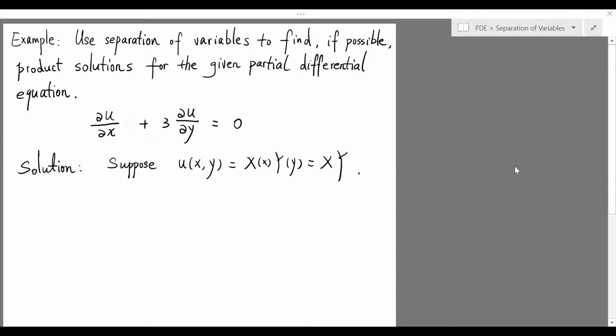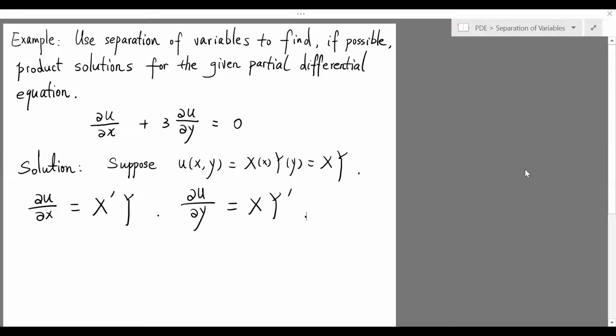Let's carry out the plan. If u(x, y) is equal to capital X times capital Y, then the partial derivative of u with respect to x is equal to capital X prime times capital Y, while the partial derivative of u with respect to y is equal to capital X times capital Y prime. Since both capital X and capital Y depend on only one variable respectively, there should be no ambiguity on what it means by capital X prime or capital Y prime.